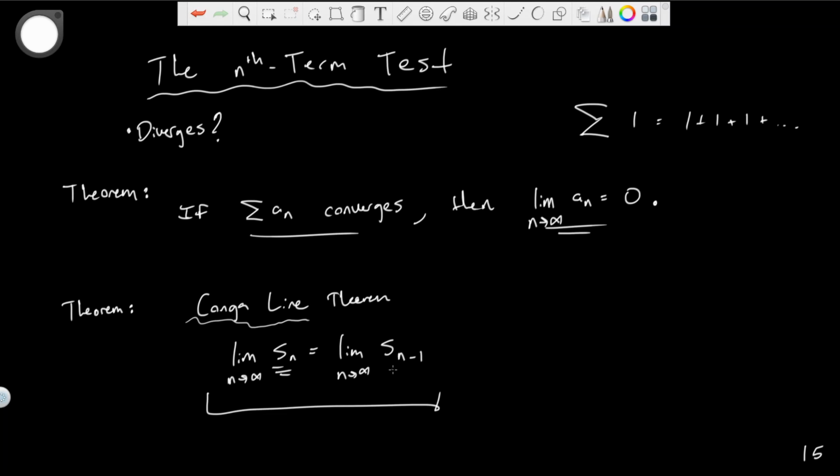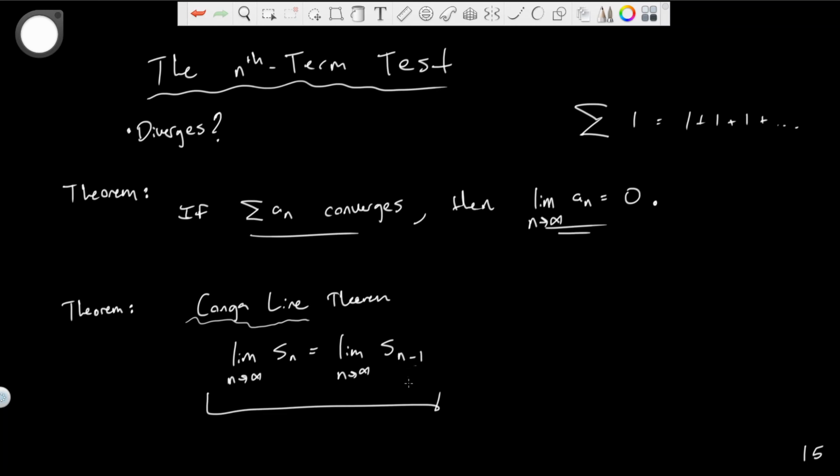partial sums goes, the terms right behind it are going to the same place. So if this limit is equal to L, then this limit is also going to be equal to L because we can go infinitely far out. Right? If I claim that this gets arbitrarily close to a specific number, if I go one more term out, this will be just as close as I previously wanted. So this equality holds, the Conga line theorem.